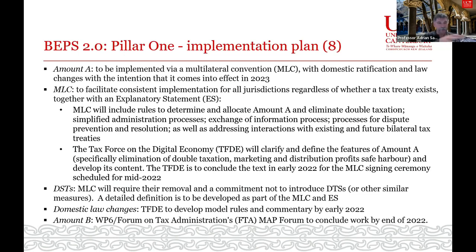There is, within this whole process, a task force on the digital economy, the TFDE. It is working to clarify and define the features of amount A, particularly how to eliminate double tax and how to have marketing and distribution profit safe harbours, and work on the content. It is intended to conclude the text in early 2022, so not too far away, with the intention that this multilateral convention will be available for those willing to sign at a special ceremony in mid-2022. So again, a similar idea to the multilateral instrument under BEPS 1.0.